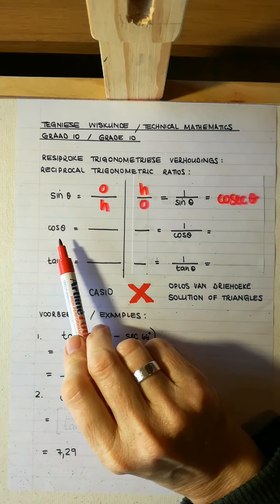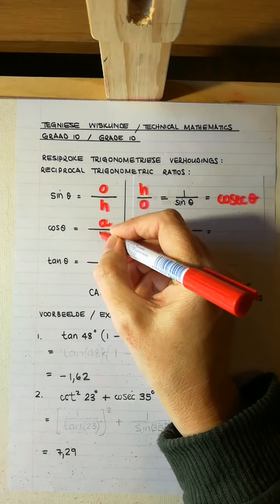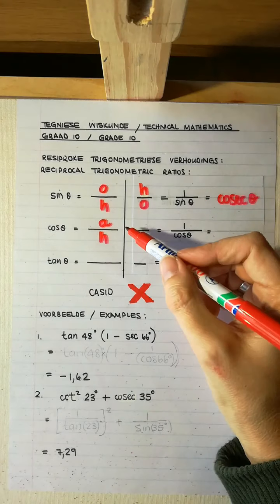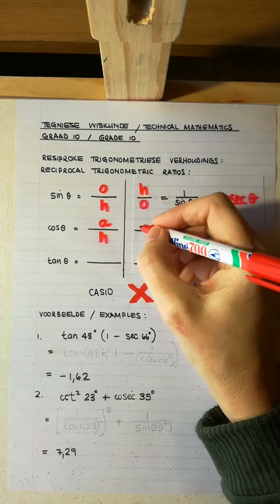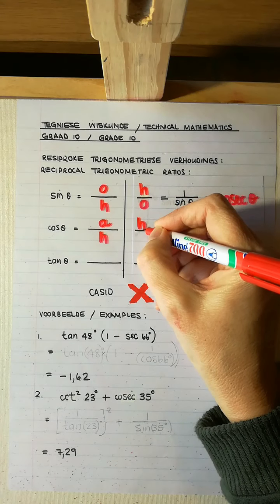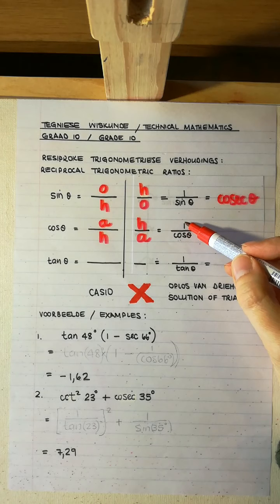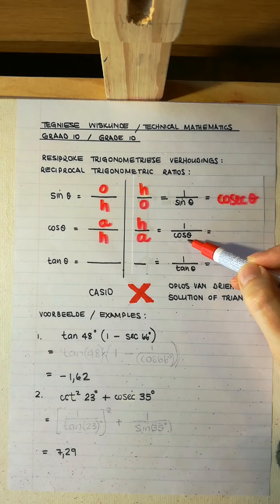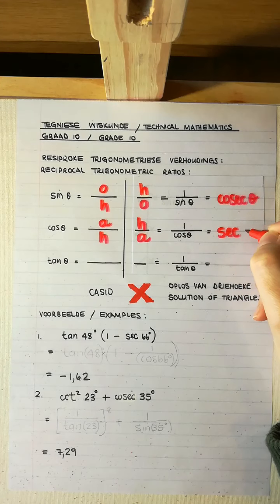In a similar way, we can define cos theta as adjacent over hypotenuse, but if we swap these sides around inside of the fraction, hypotenuse over adjacent, we are working with 1 over cos theta, and the name for this ratio is sec theta.